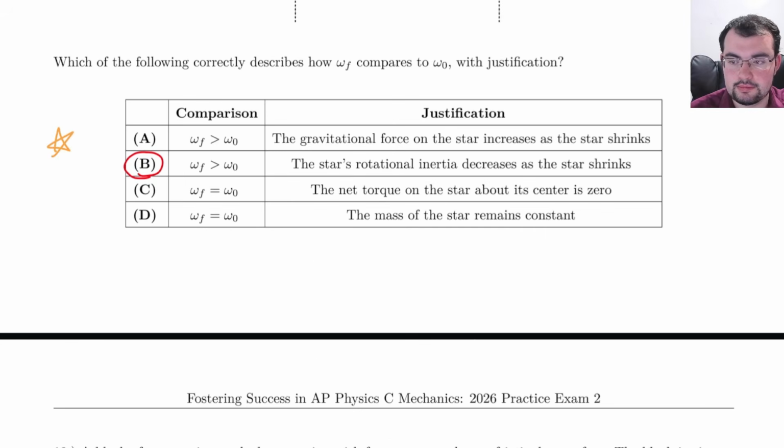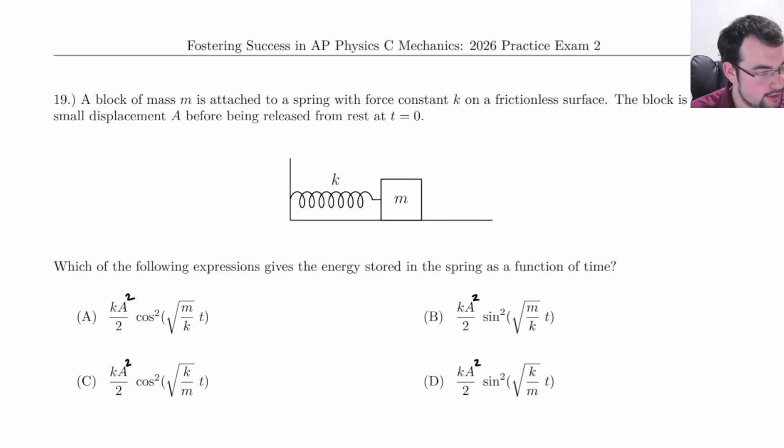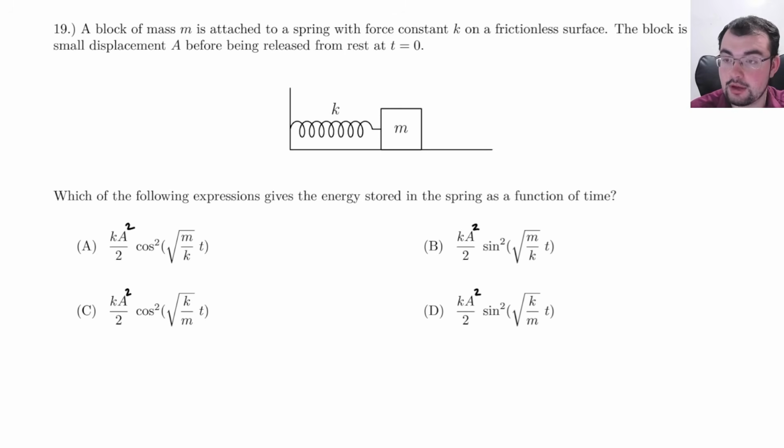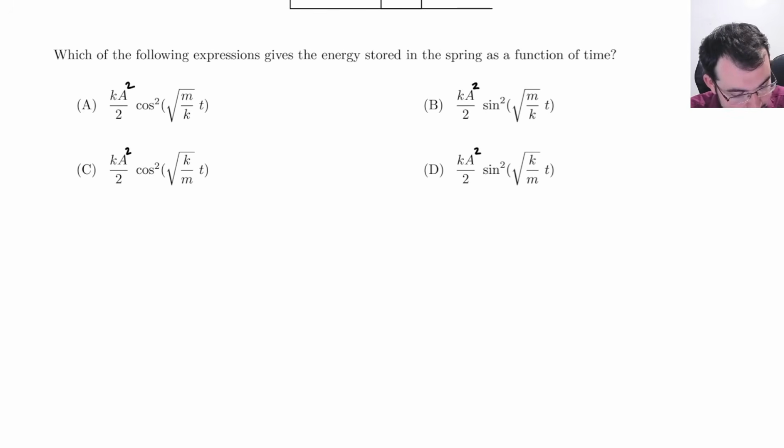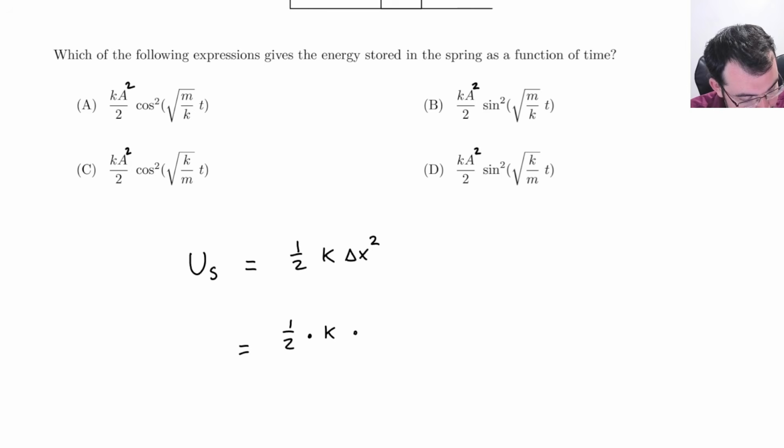All right, now we got a mass spring system. A block of mass m is attached to a spring. We displace the block a small distance before releasing it from rest. We want the energy stored in the spring as a function of time. Well, we know what the energy is stored in a spring. The energy stored in a spring is 1/2 times k times delta x squared, where delta x is your extension. So all we need to do is find what our extension is as a function of time.